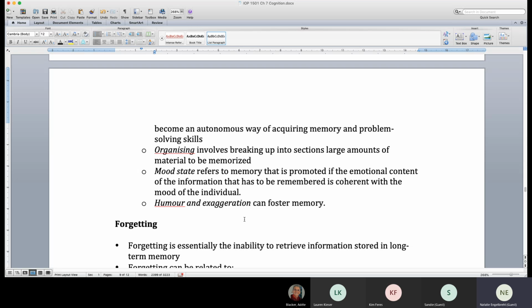Humor and exaggeration can foster memory. You always remember something that was told in a humorous way, in a jokey way. That makes an impact in terms of memory. If you're not in the right state of mind and somebody is trying to explain something to you, your long-term memory is probably not going to be optimal.